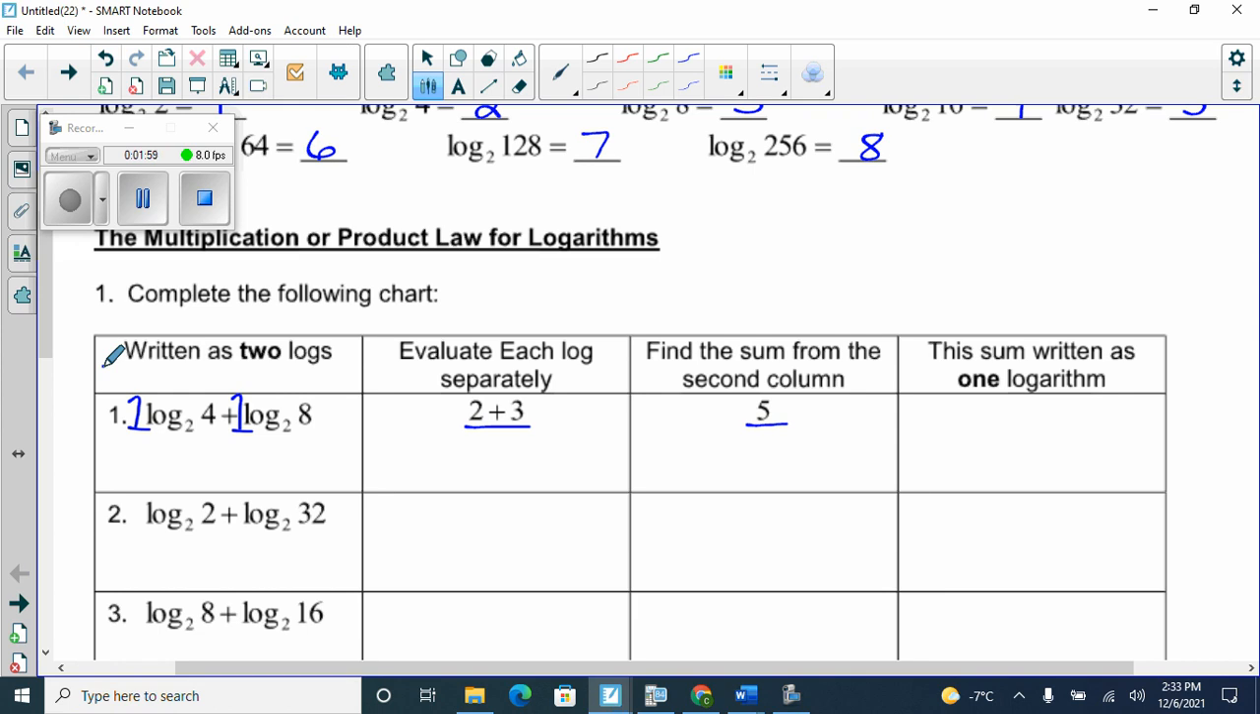And let's prove that. So I can go log base 2, and then I can go 4 times 8, which is log base 2 of 32, which is what? 5. Same answer, isn't it? If I do them singly, or I put them together by multiplication, I get 5 either way. Correct?